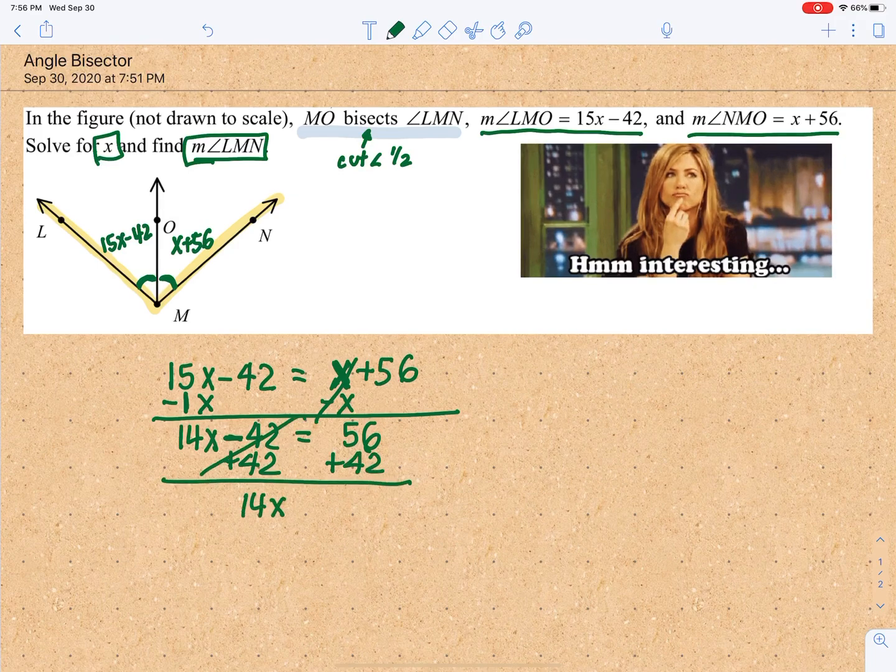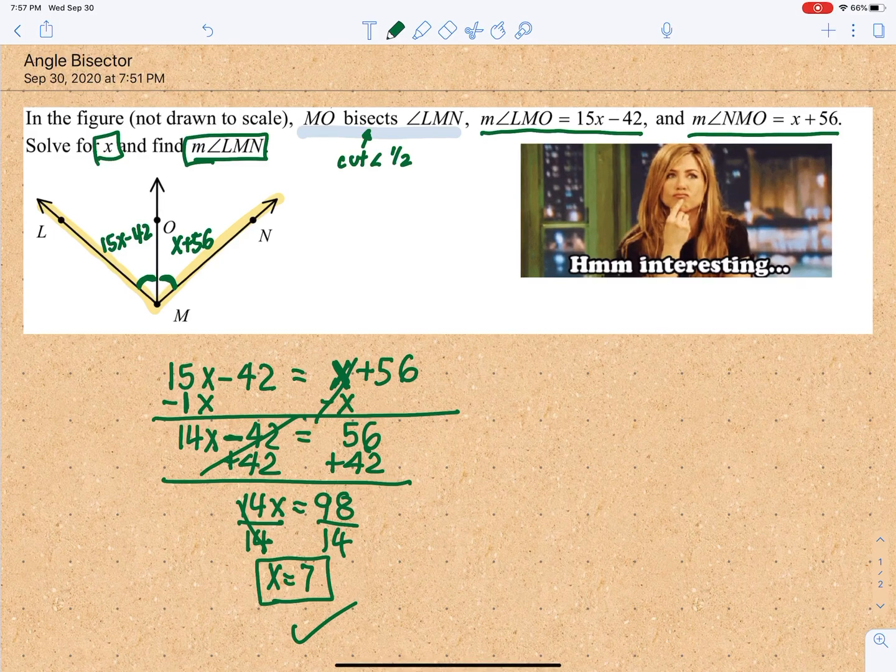All right, so this part is not too bad. Now we add 56 plus 42, which is 98. Then the opposite of multiplication is division, so we divide by 14. So 98 divided by 14, and we get 7. That algebra wasn't too bad. You just needed to know that bisects means it cuts the angle in half, so we have two equal parts. So we solve for one part of the question.